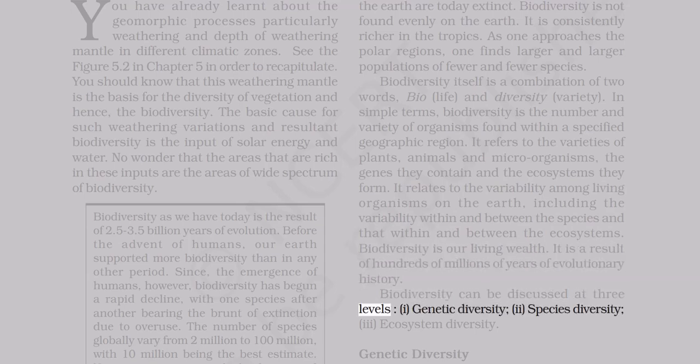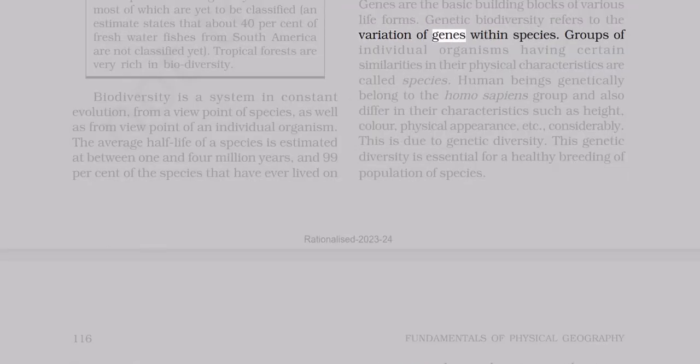Biodiversity can be discussed at three levels: 1. Genetic diversity, 2. Species diversity, 3. Ecosystem diversity. Genetic diversity. Genes are the basic building blocks of various life forms. Genetic biodiversity refers to the variation of genes within species.